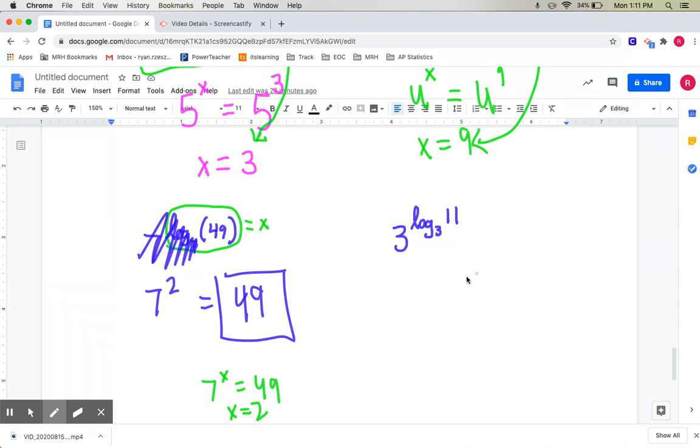Okay? So for this next problem, I'm saying 3, and I'm raising 3 to the exponent that takes me from 3 to 11. Well, logically, I'm just going to get 11 for my answer. These are going to cancel each other out.